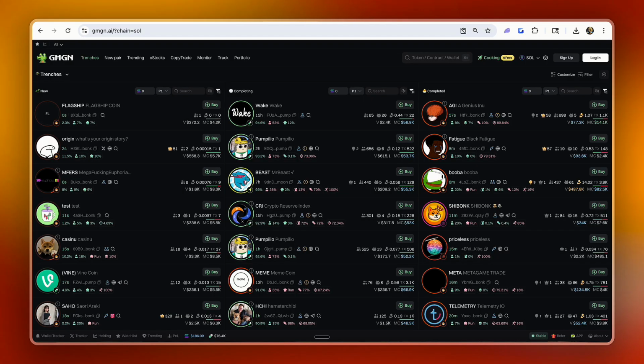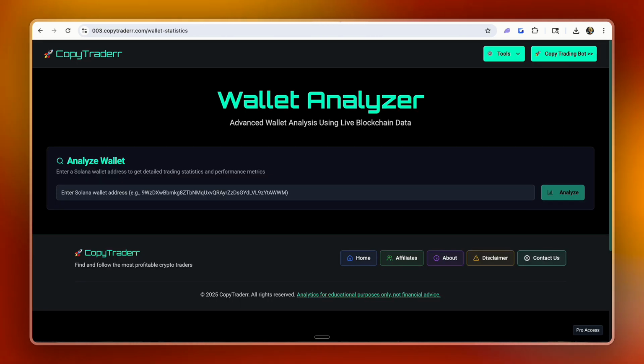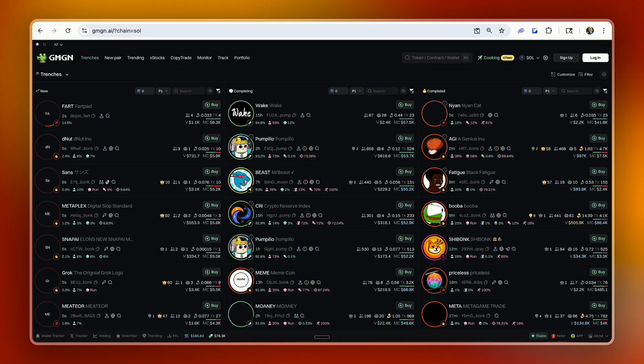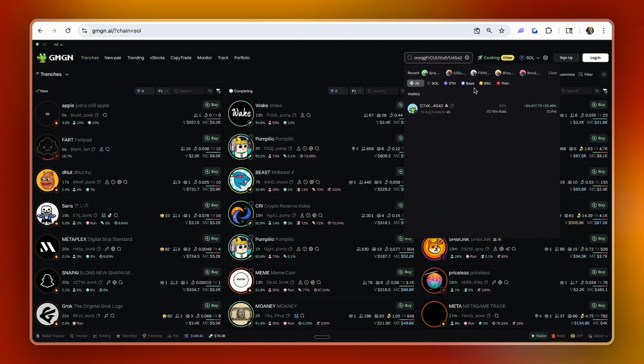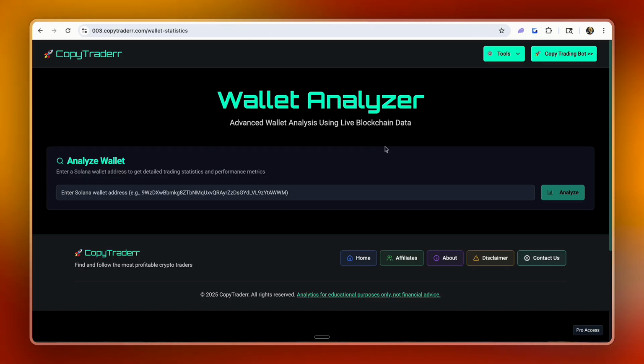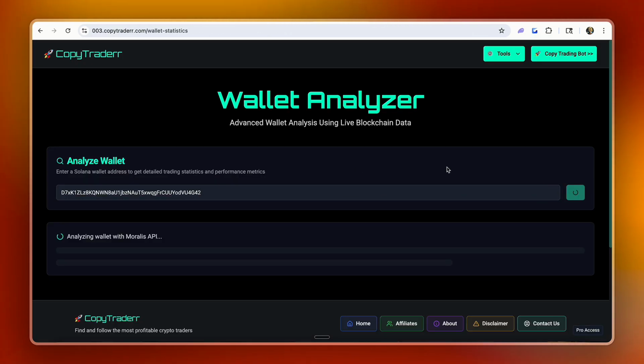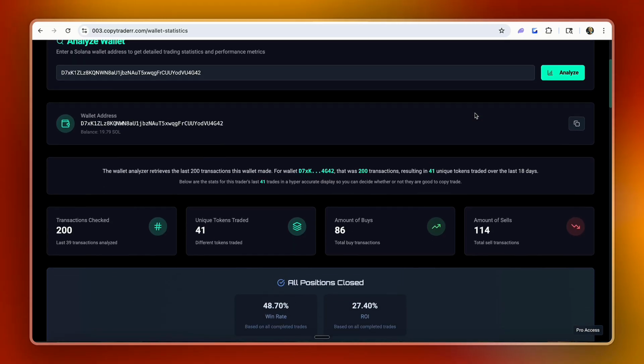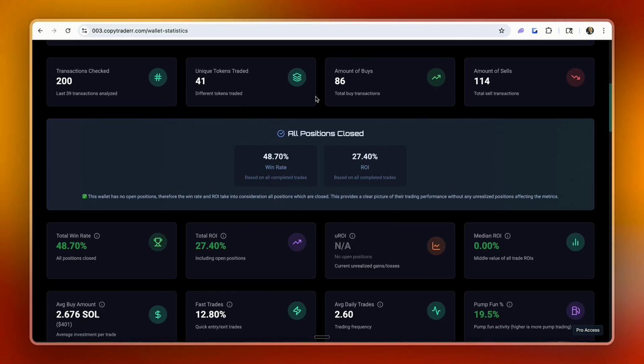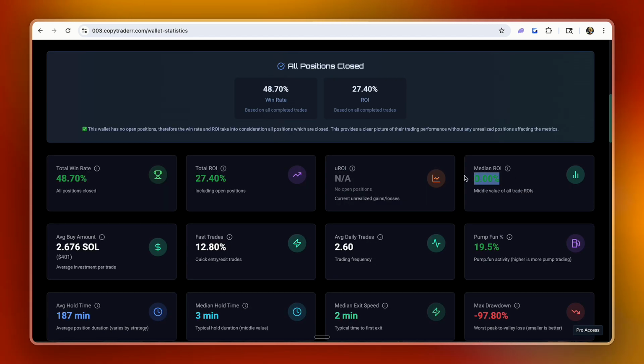You can just use GMGN, but this does paint a bigger picture and give you some more insight that you can't get anywhere else. So what you're going to do is take these one by one. We're going to pop them into GMGN. I'm going to pop one into the wallet analyzer, and we're going to have a look. So right away, the wallet analyzer shows me, okay, all positions closed. They're not holding, they're losing tokens. Their median ROI is right in the middle.